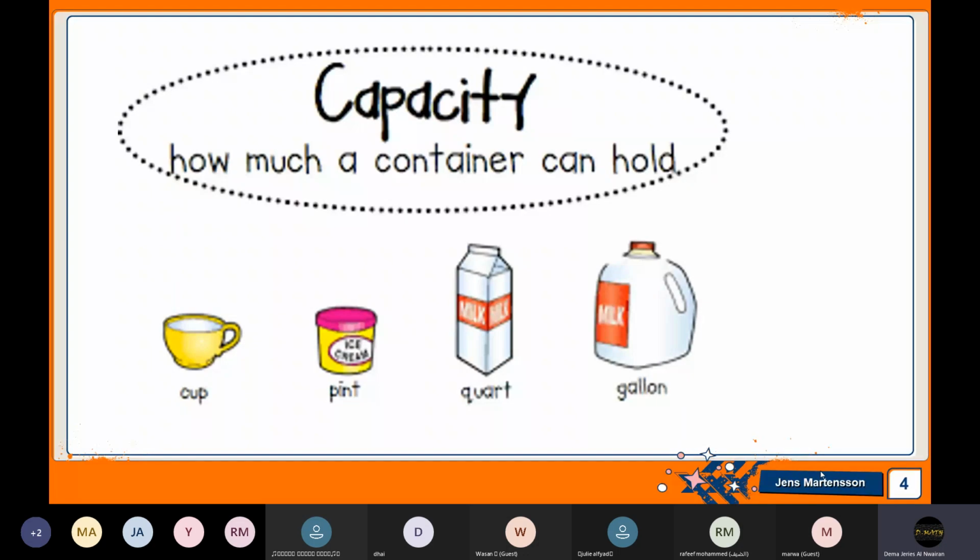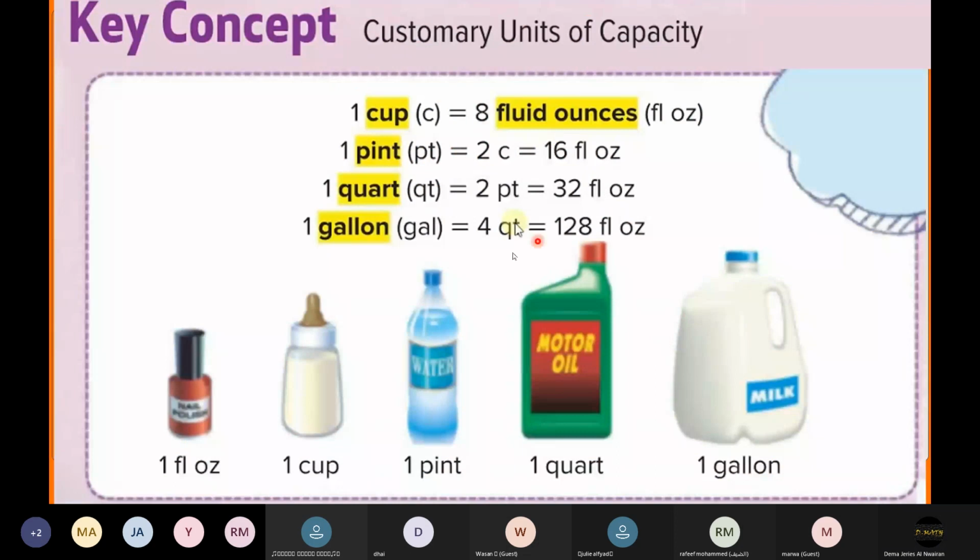The customary units used in America are cups, pint, quart, and gallon. As you see here, here is 1 cup, here is 1 pint, here is 1 quart, and here is 1 gallon. These are the units that we use for capacity. There's another one, which is the fluid ounce, like the nail polish. And here is a cup, here is a pint, here is a quart.